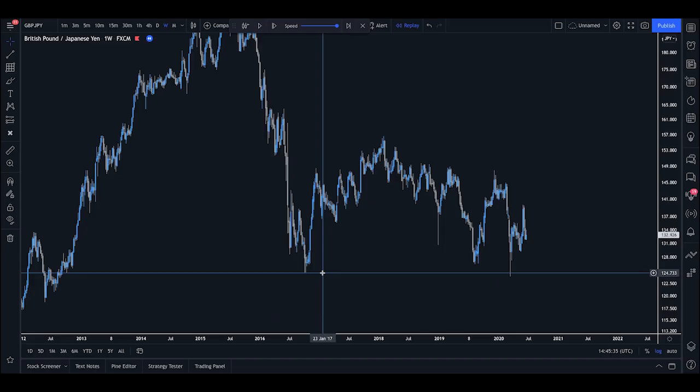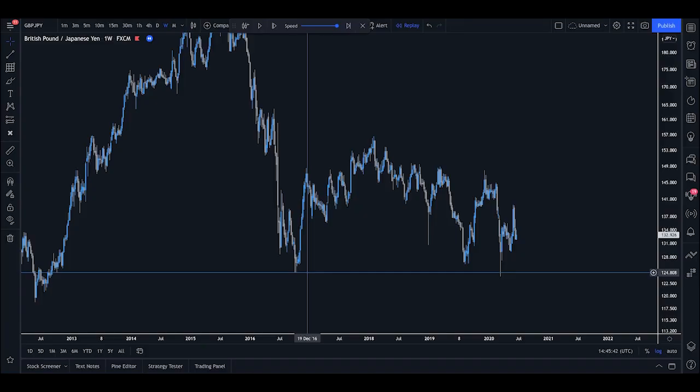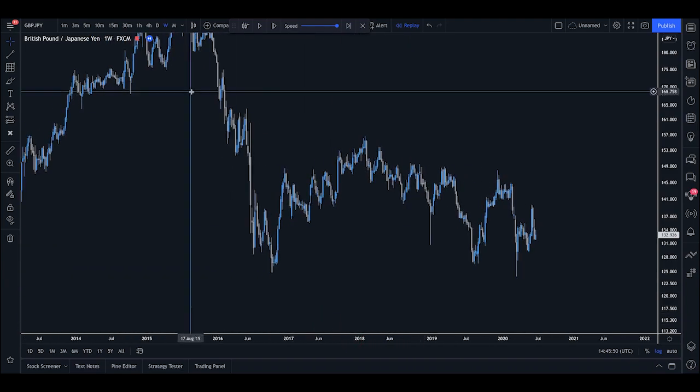By starting on those high time frames, we can get a clear picture of what the larger time frame view of the market is. And then by scaling down to the lower time frames, we can get better executions with tighter stop losses and bigger targets. So I'm going to show you the top-down process here on GBP JPY.